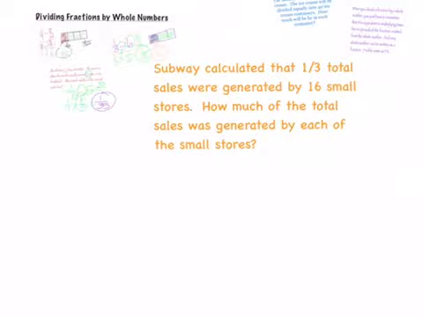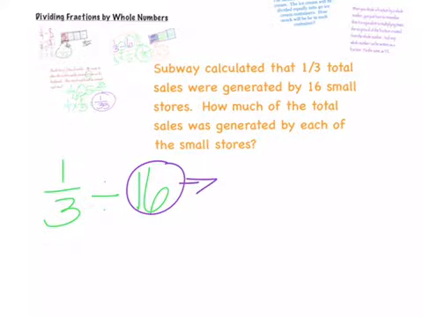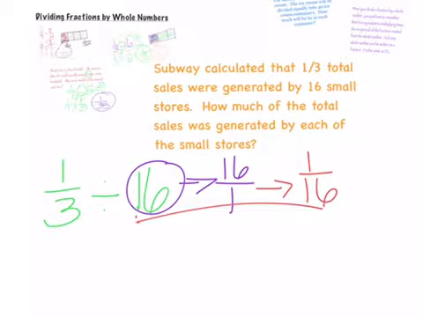Okay, let's try this word problem. It says Subway calculated that 1/3 total sales were generated by 16 small stores. So how much of the total sales was generated by each of the small stores? So I'm going to take my 1/3 of my total sales, and I'm going to divide it by the 16 stores. Now, I want to make sure 16 is a fraction, so it'll be 16 over 1. But in order for me to divide it, I find the reciprocal, which is going to be 1 over 16.